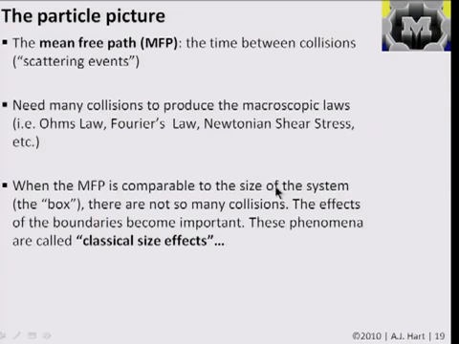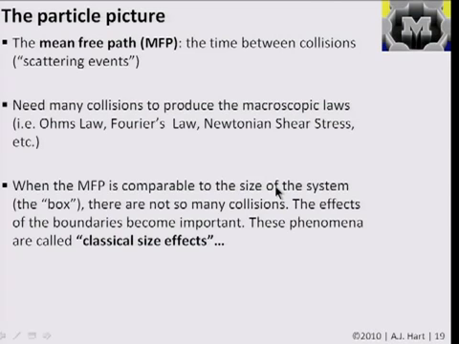So now let's talk a bit about this picture of carriers as particles. And I want to define a term that we'll call the mean free path. The definition of the mean free path is the time between collisions of the individual carriers we're going to consider. A term that's often used is scattering. And scattering means when one carrier hits another, or one electron hits another, or an electron hits a boundary of a material.